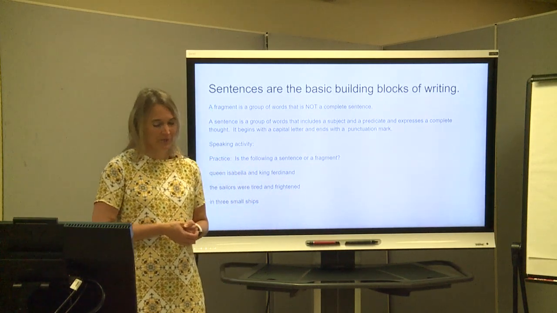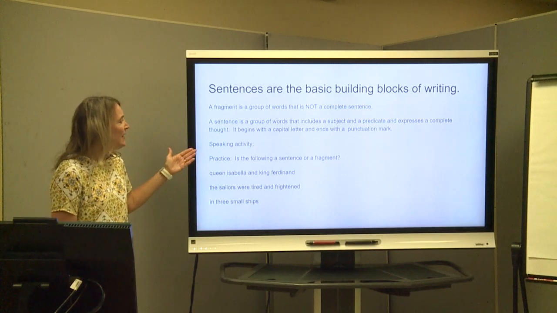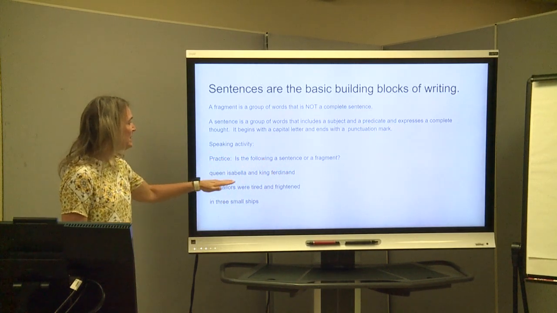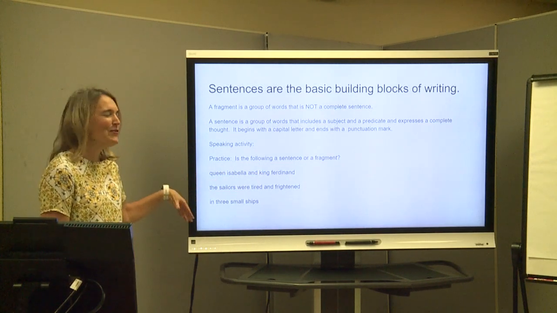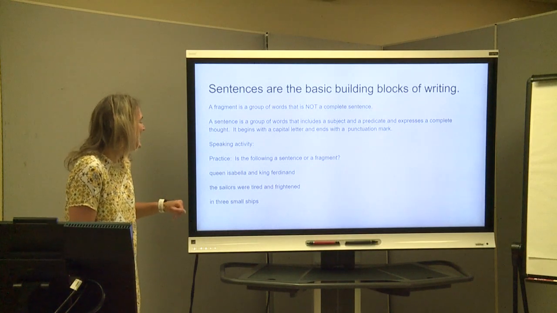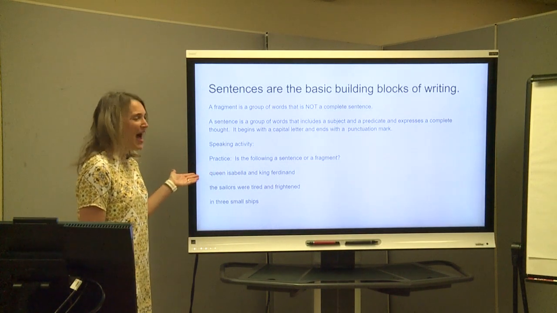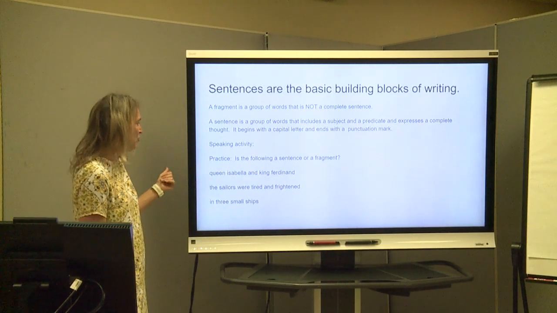Those are some examples. So, as you look at this practice, I want you to see, is the following a sentence or a fragment? Queen Isabella and King Ferdinand. Notice that none of them are capitalized so that we will make sure we understand that. We know that it must be capitalized and have no punctuation. But I know the who, but I don't know the what. That is a fragment. We would need to add to that.